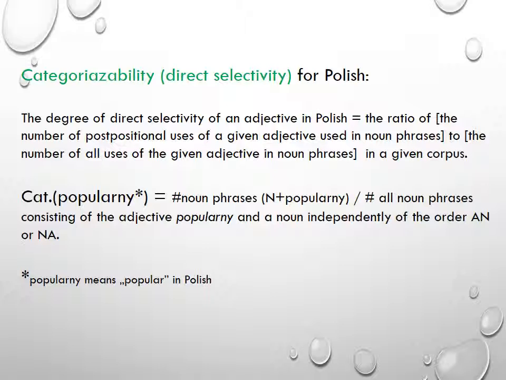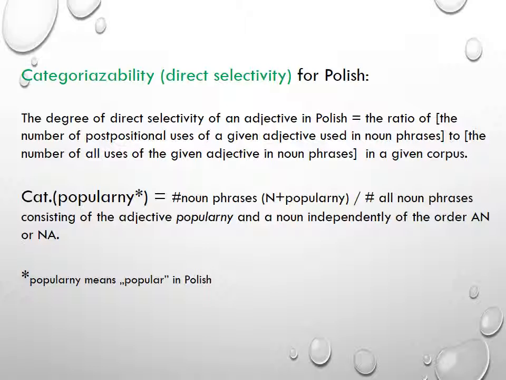So, coming back to Polish, Poles tend to place adjectives used directly selectively after the noun, and the remaining ones before the noun. Therefore, we may define the degree of a given adjective being directly selective or categorizing for Polish language as follows. The degree of categorizability equals the ratio of the number of postpositional uses of a given adjective, that is, noun adjective, to the number of all uses of that adjective, that is, either adjective noun or noun adjective.